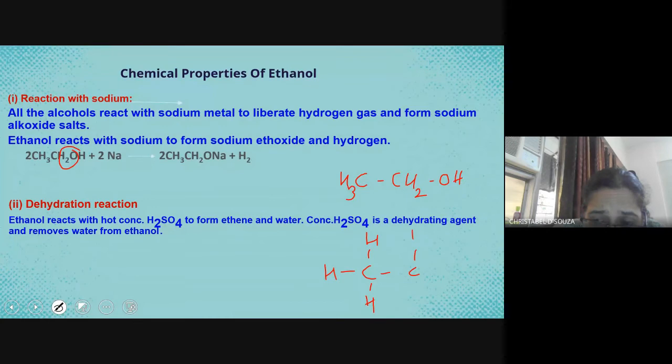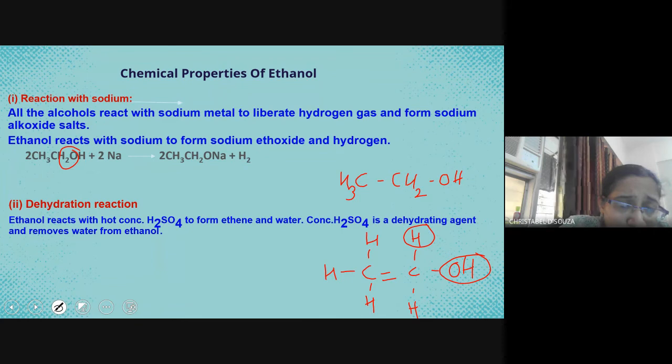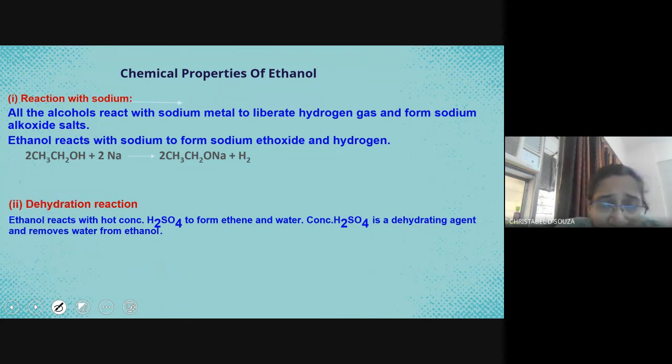CH3, CH2, and OH. Boys, please understand. If I remove water, it means I'm removing one hydrogen from here and I'm removing OH from here. What will happen? This will become a carbon double bond, won't it? Tell me what will be the structure. Won't ethene be formed? What is C2H4, boys?